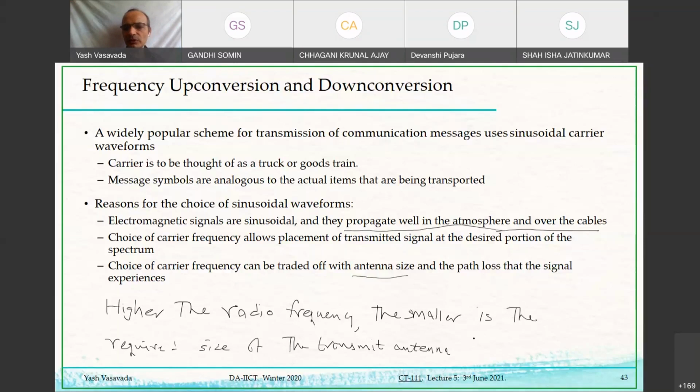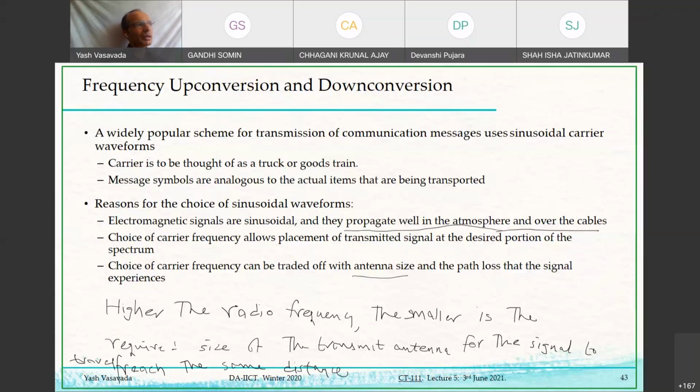For the signal to propagate over the same distance, to reach the same distance, signal to reach or travel.